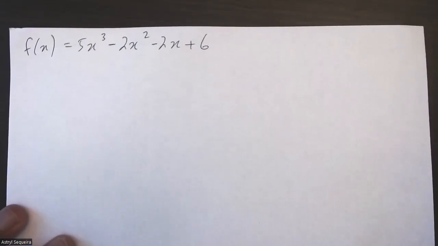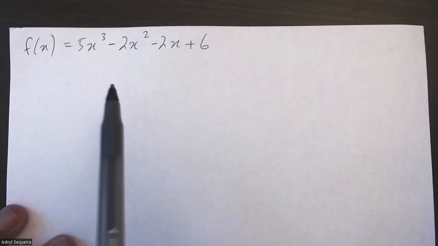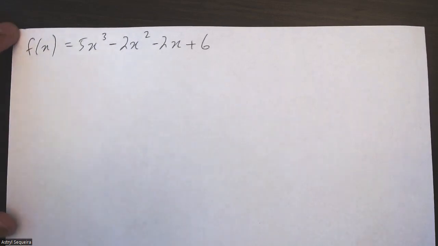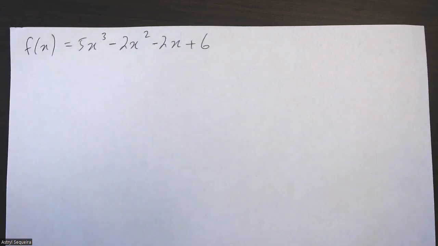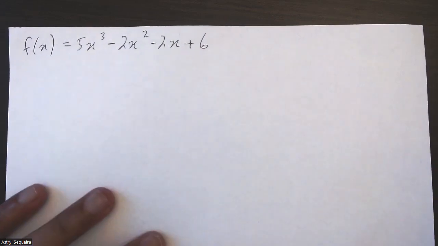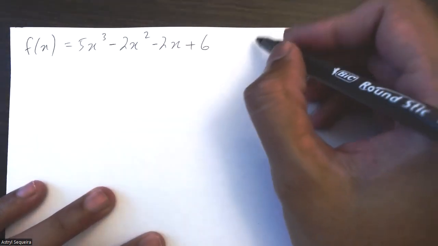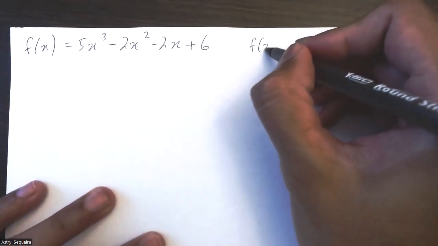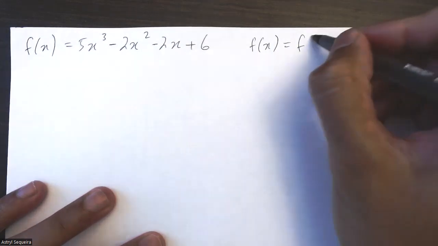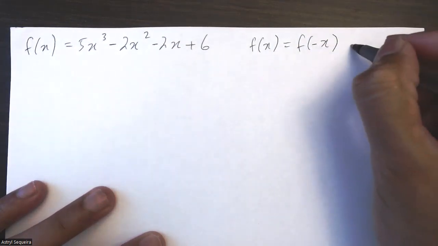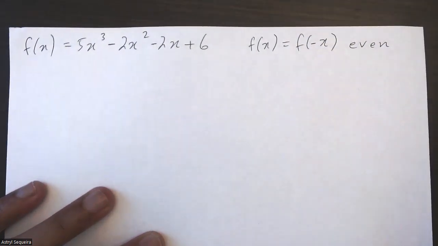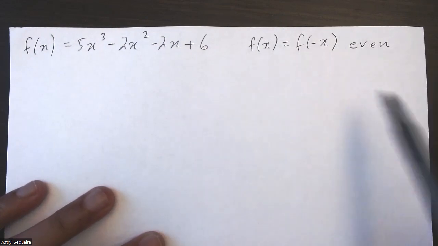All right, so in this video, I want to determine if these polynomial functions are odd or even. I want to do it algebraically, not graphically. Remember, for our test, we always test for even first. And if f of x equals f of negative x, then we know that the function is even. We always do this test first.